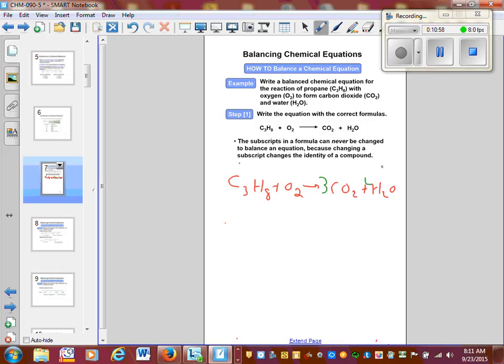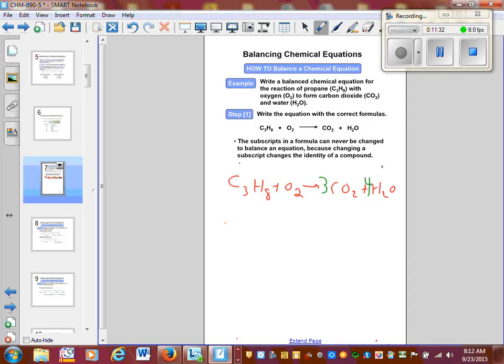So far, so good. How many oxygens on the left? 2. How many on the right? Try again. How many oxygens do I have in this? I have 3 times 2 here, which is what? 6. 4 times 1 is? 4. 6 and 4 is? 10. I have 10 oxygens on this side.